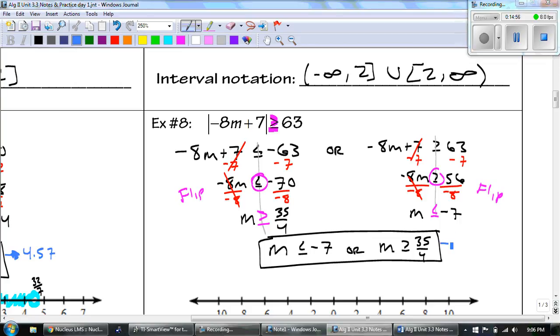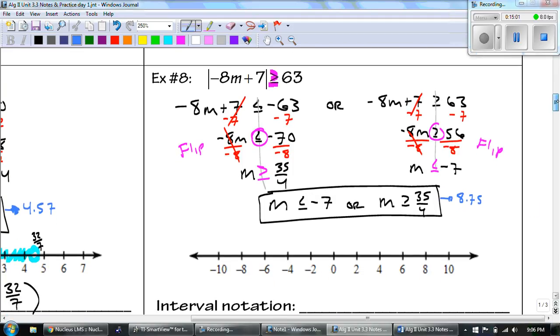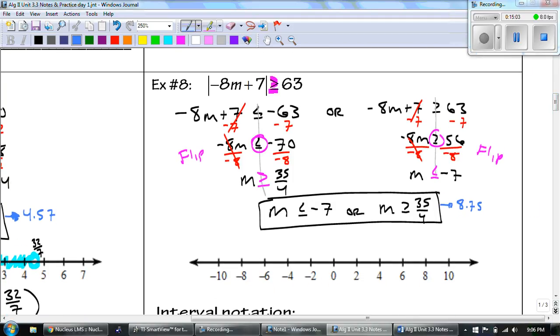Okay, so I'm just going to write a quick note. We said that that was 8.75. So here we go. At -7, which is right here, we are closed and we shade to the left. In fact, I'm going to write right here that that's at a -7. And then over here, I'm at 8.75, which is not the middle. It's just a little before the middle. And I'm going to shade to the right.